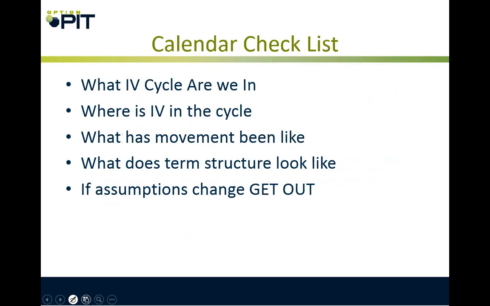So here is my calendar checklist that you all run. CMG, perfect. What IV cycle are we in? So where is the VIX in general? And then where is the volatility of this name in general? Now, where is the implied volatility within that cycle? Are we at the high end of the recent range, or at the low end of the recent range?